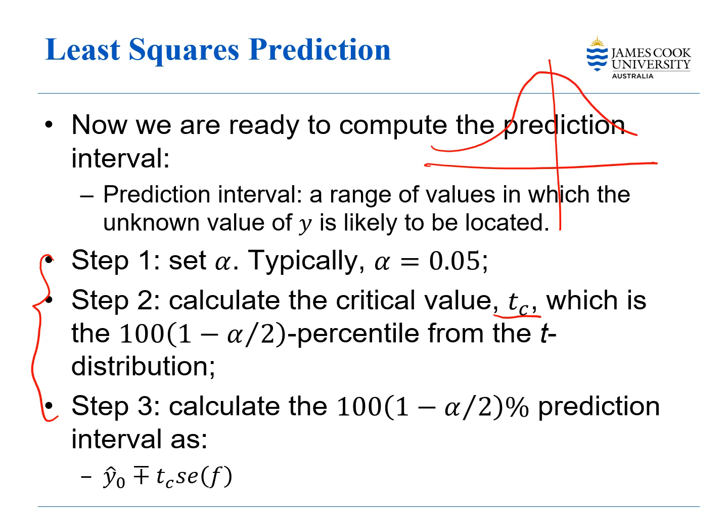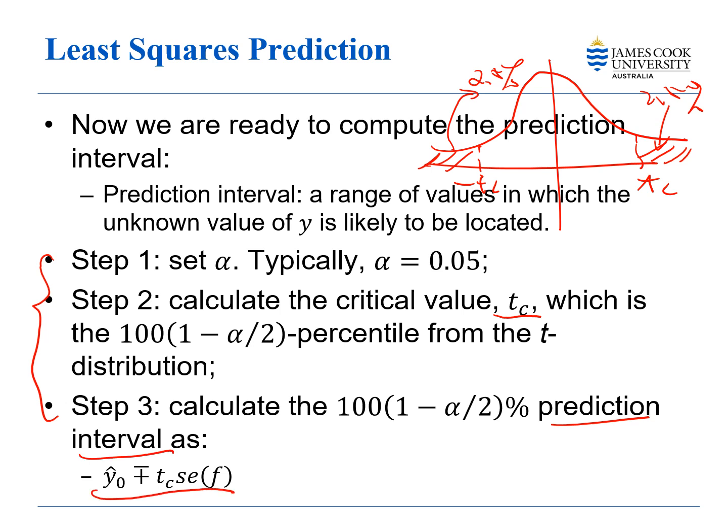Remember that the T distribution is quite similar to the normal distribution. It also has a bell shape. This is tc, this is minus tc, and we want the two shaded areas to be 2.5% here and 2.5% here, so it adds up to 5%. That's the alpha we chose. Then we can calculate the associated prediction interval like this. And I hope you appreciate that this is very similar to interval estimation, very similar to how we compute confidence intervals.